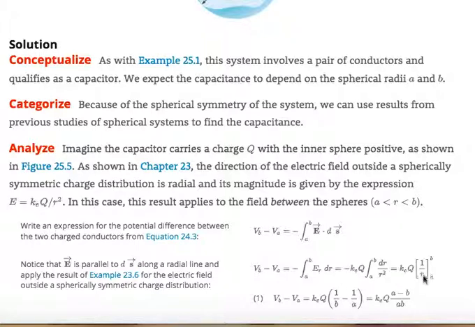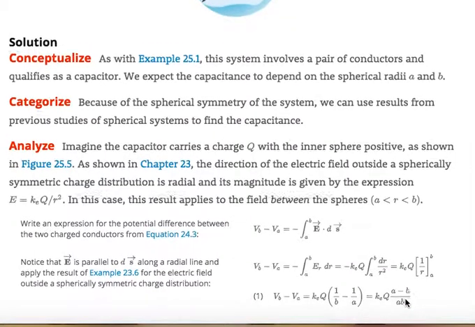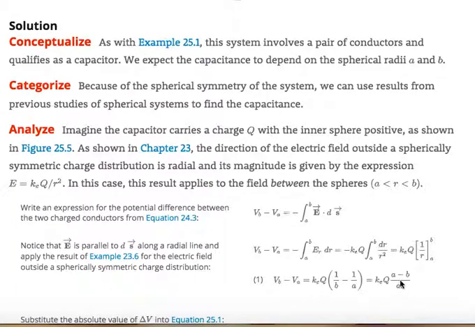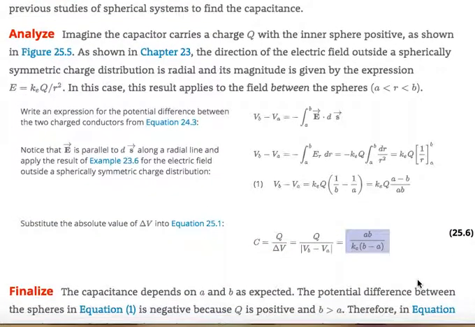When you actually perform the integration, that becomes 1 over r from b to a. So it's kq times (1 over b minus 1 over a). There was a negative in here, but there was a negative here, which is why there's not a negative there. That's where they get the b over the a. And then they found a common denominator and put it all together there.